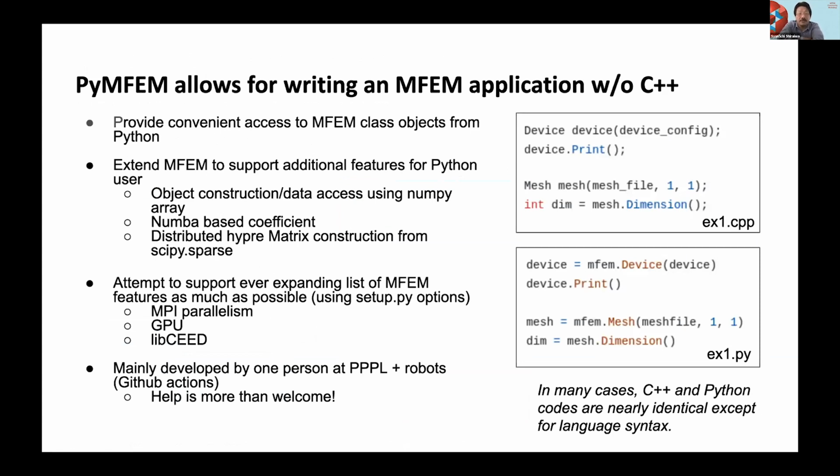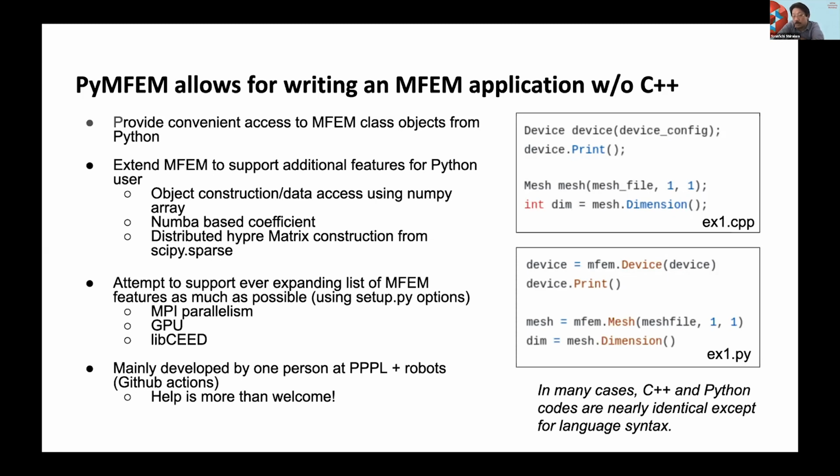And just to emphasize, PyMFEM allows for writing MFEM applications without using C++, but it provides convenient access to, I hope, almost all of the MFEM classes with Python. If you look at the code, many of the examples, except one case, are already translated to Python. If you compare the two, you can see that the code is almost identical and easily translatable. And we extended MFEM a little bit so that we can use this wrapper from Python in a user-friendly way. For example, object construction and data access can be done from NumPy. We also implemented a Numba-based coefficient, which is important because in PyMFEM, you can write a coefficient in Python.